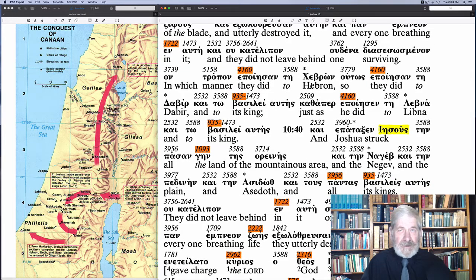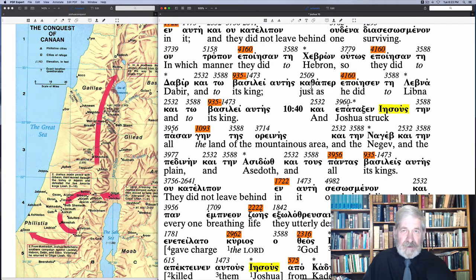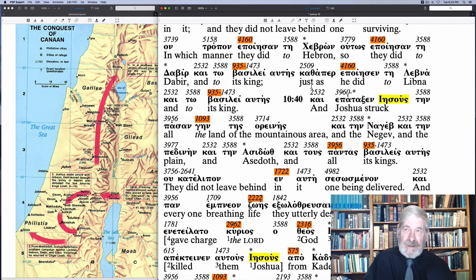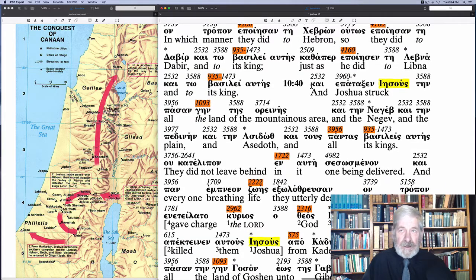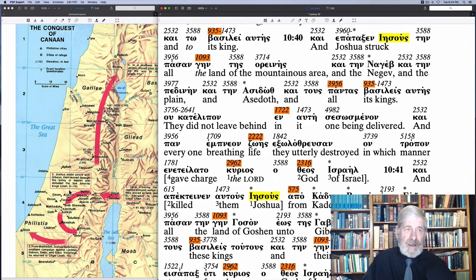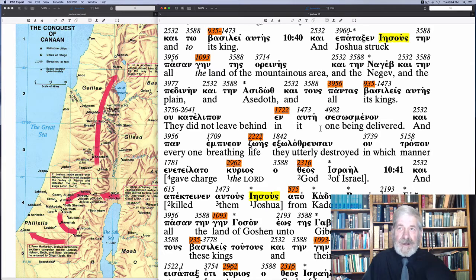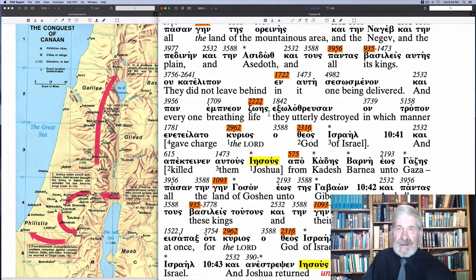In which manner they did to Hebron, so they did to Debir, and to its king, just as he did to Libnah and to its king. And Joshua struck all the land of the mountainous area, and over here in the Negev, which is down here south, and the plain over here, and Ashdod. Ashdod is down in here in Gaza. In all its kings, they did not leave behind in it one being delivered.